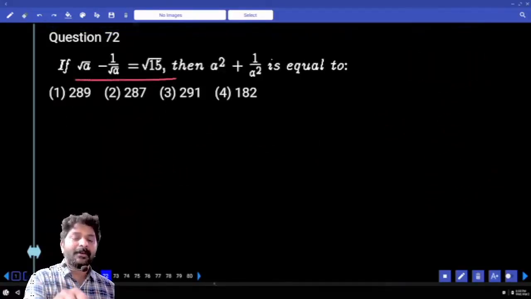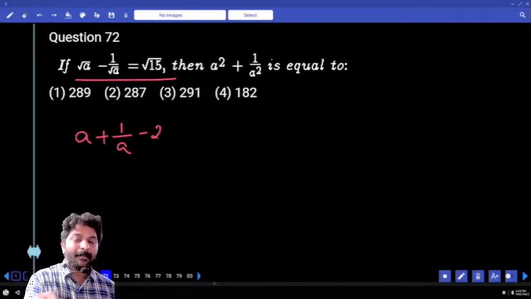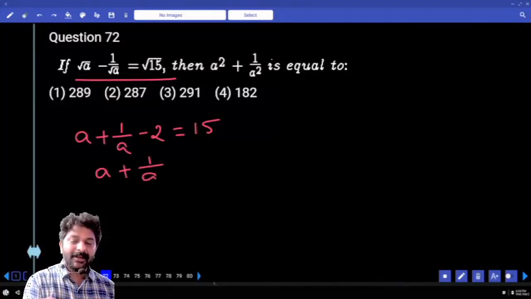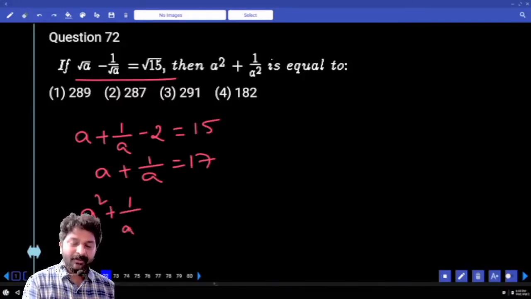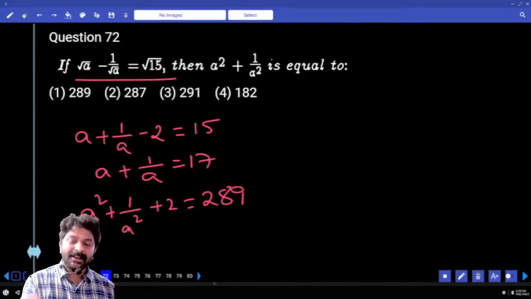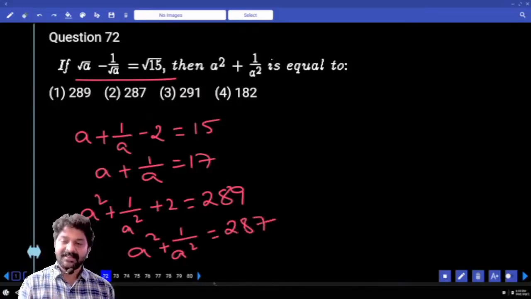Right, when you square both left hand side and right hand side, you'll get a plus 1 by a minus 2 is equal to 15. From this, a plus 1 by a is equal to 17. Again squaring on both sides, a square plus 1 by a square plus 2 is equal to 289. From this, a square plus 1 by a square is equal to 287.